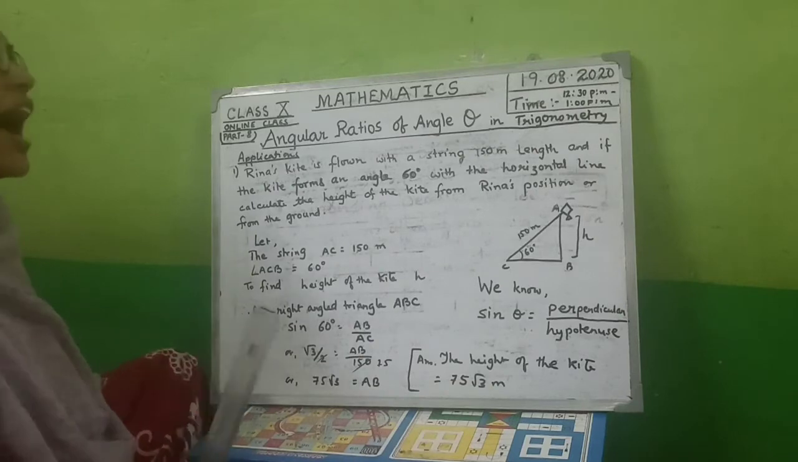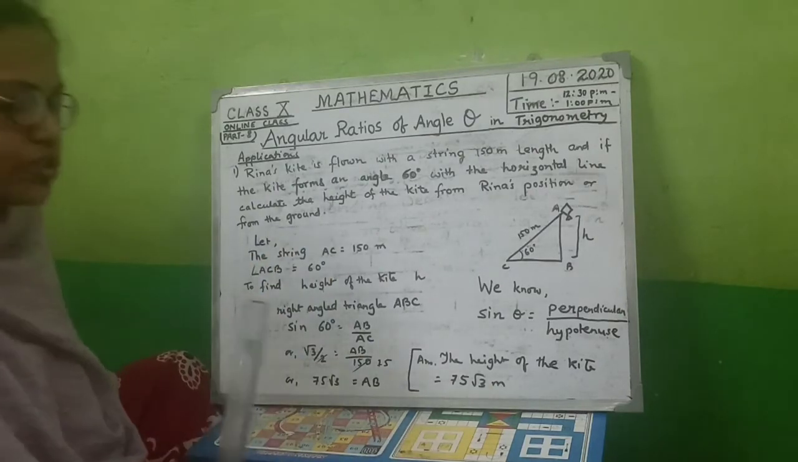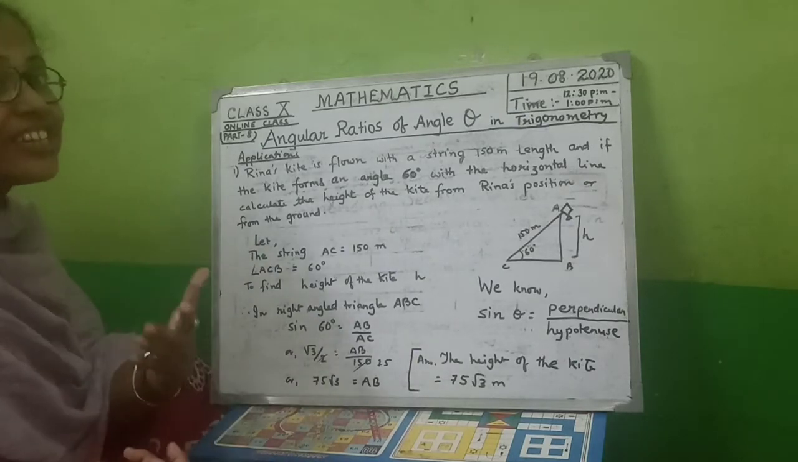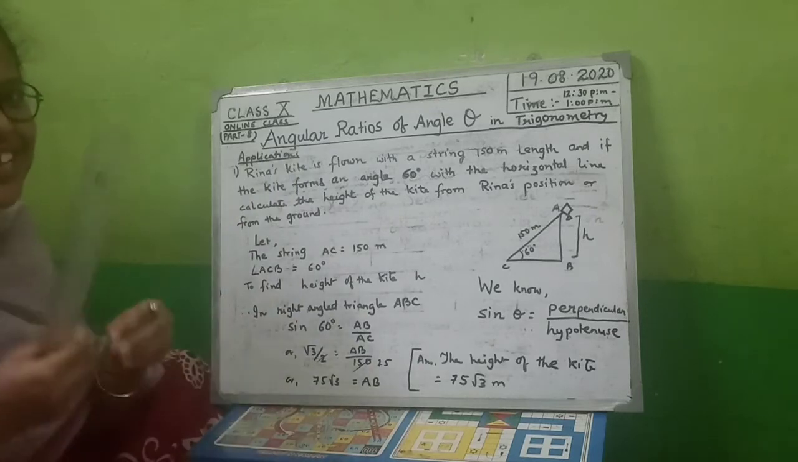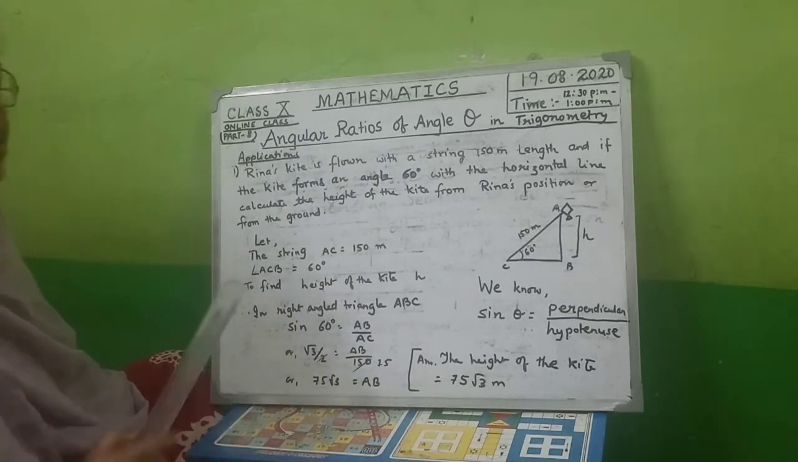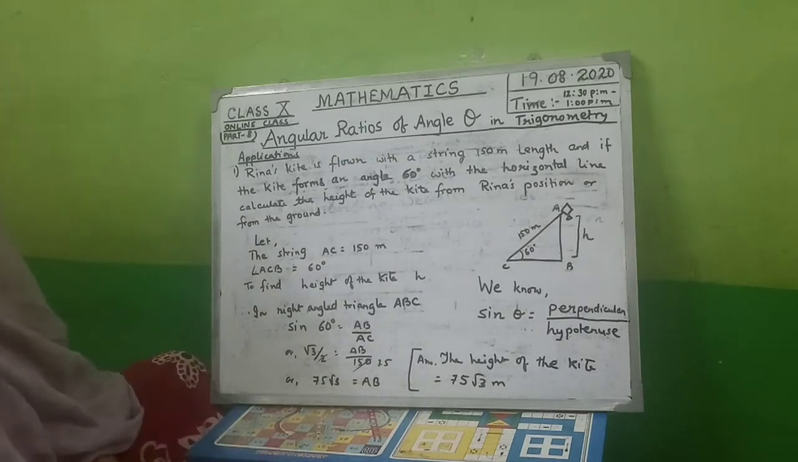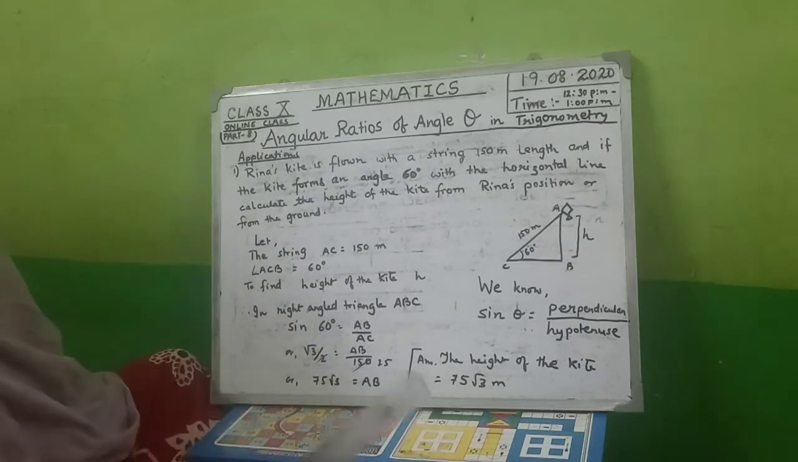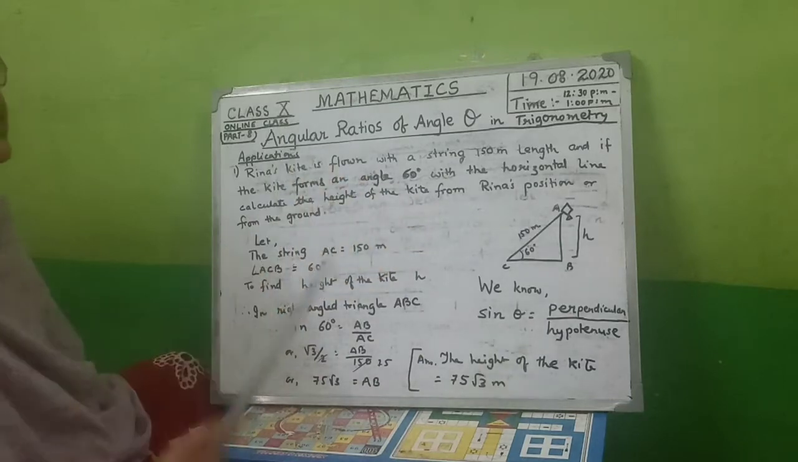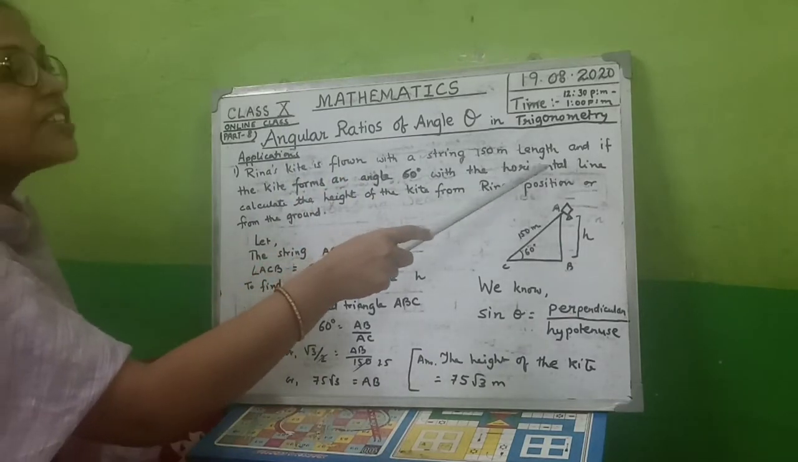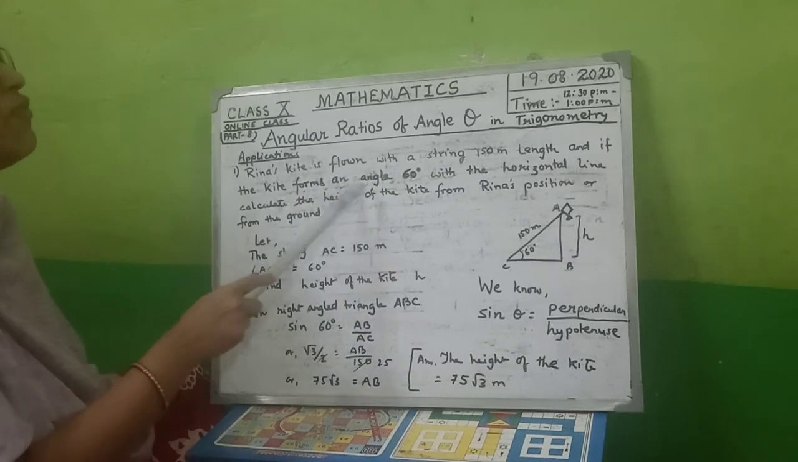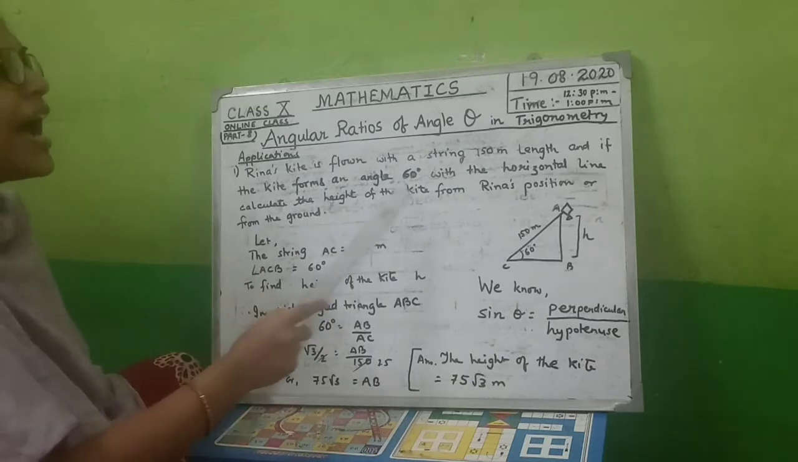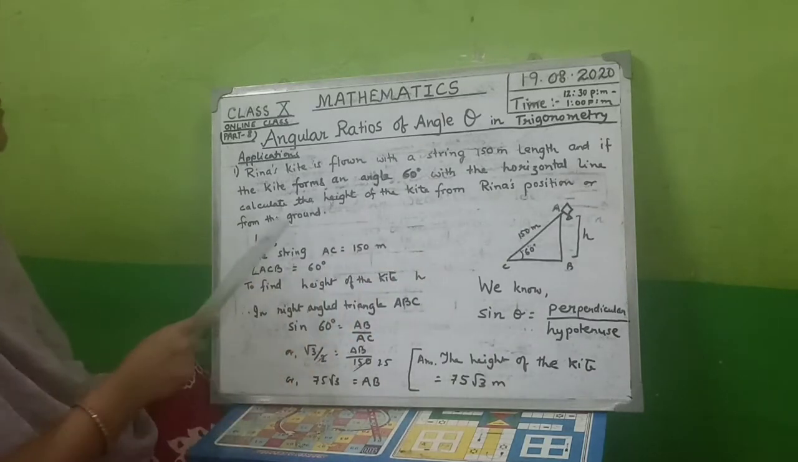Now children, I have already dealt with all the ratios and you were learning the ratios. Now I will teach you some magical tricks to solve the sums. Alright? It's just like a magic application. Suppose you are given one short sum. Rina's kite is flown with a string, 150 meter in length. If the kite forms an angle of 60 degree with the horizontal line, calculate the height of the kite from Rina's position or from the ground.